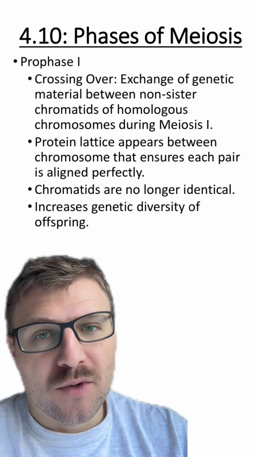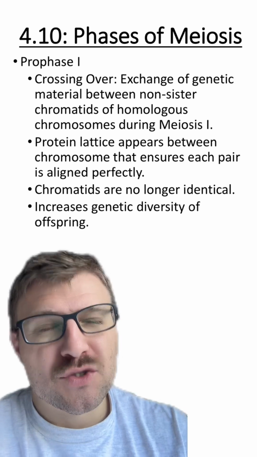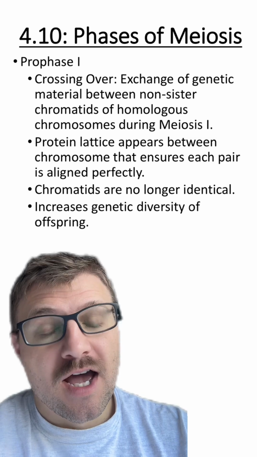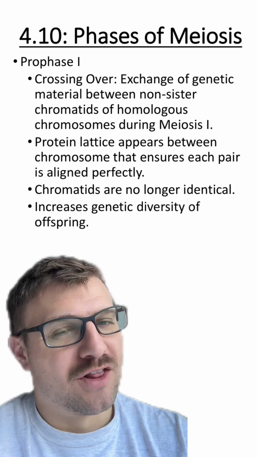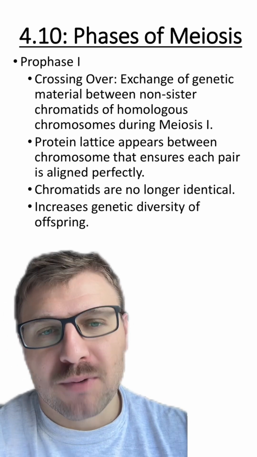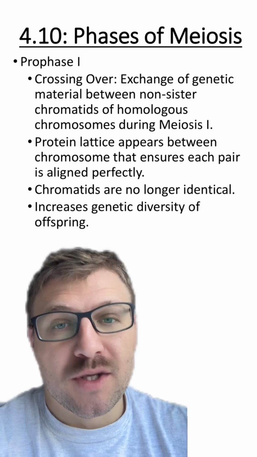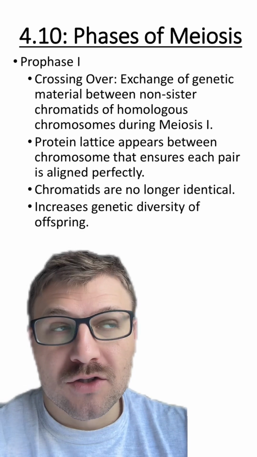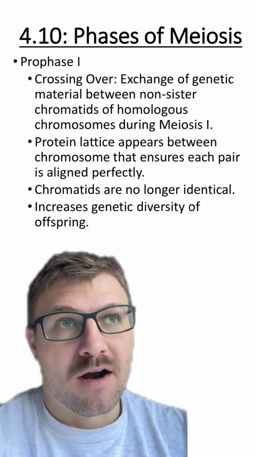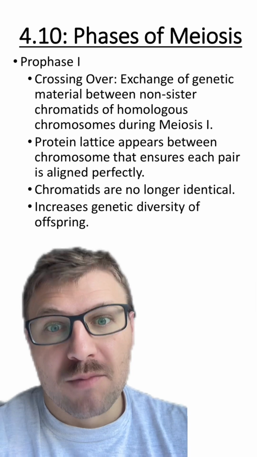So in prophase 1, crossing over is going to occur. This is where we're going to see exchange of genetic material between non-sister chromatids of homologous chromosomes. Now there's a lot of words there. I'm going to show you what that looks like here in the next slide. Basically what happens is proteins are going to exchange material between these two chromosomes. Remember that homologous chromosomes have the same genes, but they may have different alleles. And in a pair of homologous chromosomes, one comes from mom and one comes from dad.